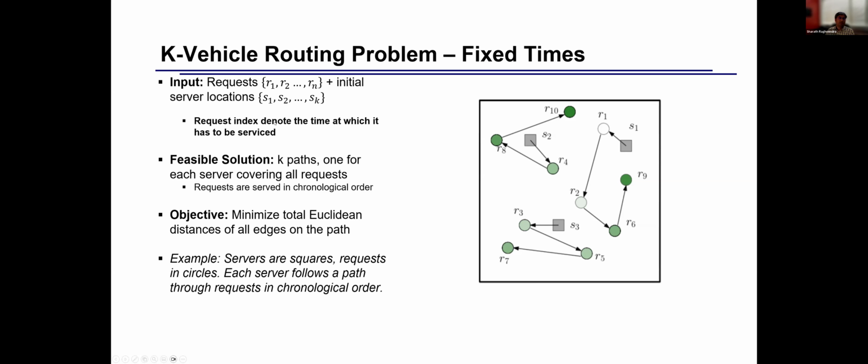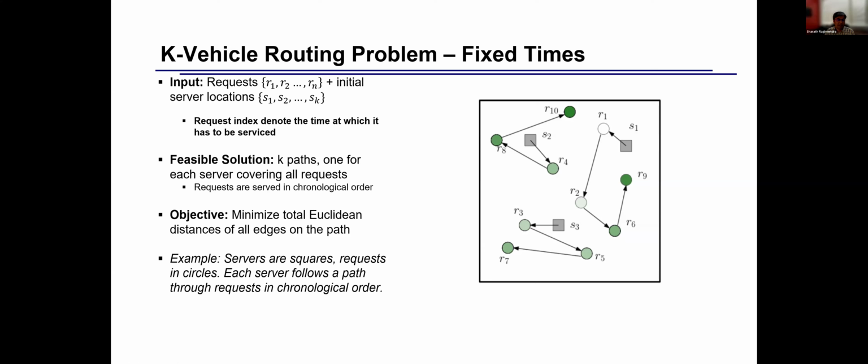Okay, and the goal for us is to design a path for each of the servers, and the property of these paths should be the following: if you walk along a path, the index of the request should keep increasing. In other words, you should process these requests in chronological order.